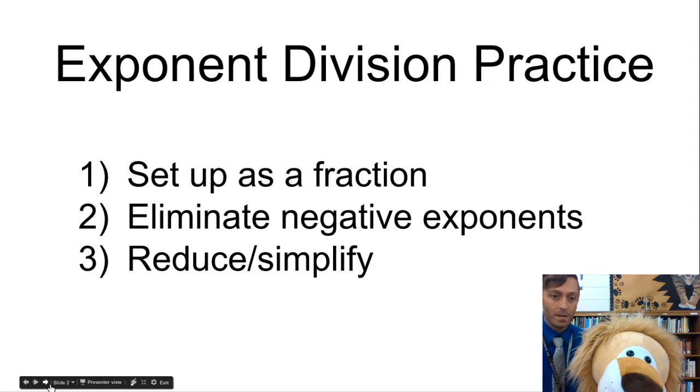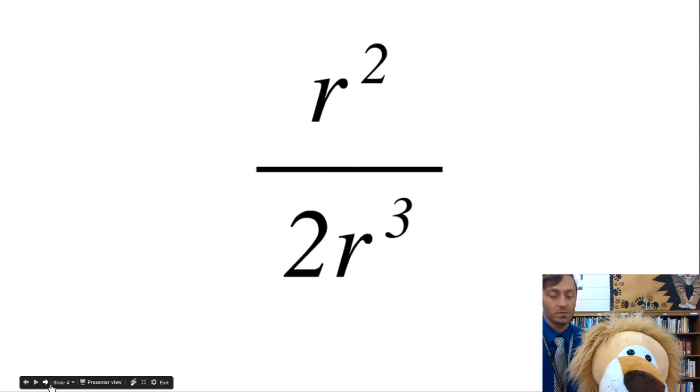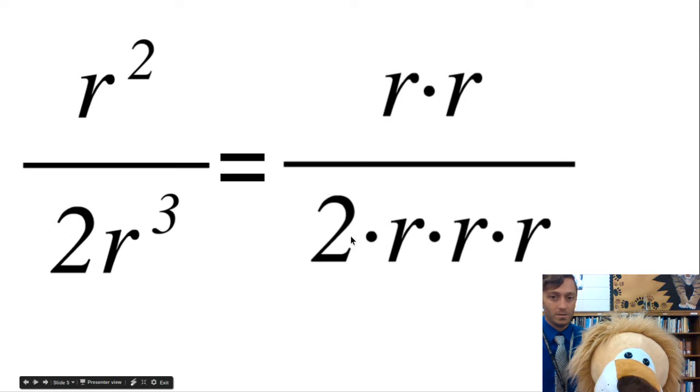All right, so first step, let's set it up as a fraction. Bang, I've got r squared over 2r to the third. Right, there's no negative exponents to get rid of. So if we expand this, we end up with r times r divided by 2 times r times r times r. Okay, and we know that whenever we have something over itself, it's equal to 1.